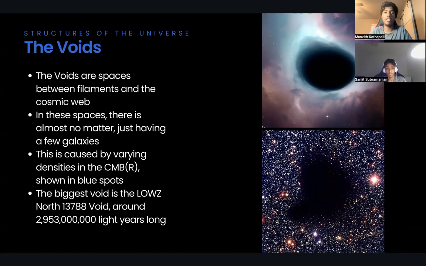The biggest void in the universe is the Lowes North 13788 void, which is 2,953,000,000 light years in diameter. So it's really, really big. Now, Sanjay will be talking about the observable universe.